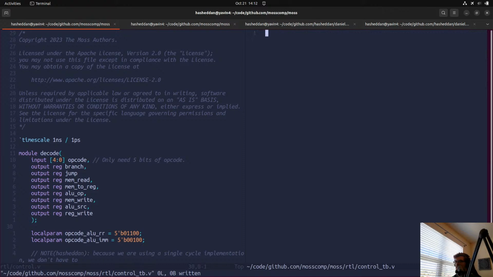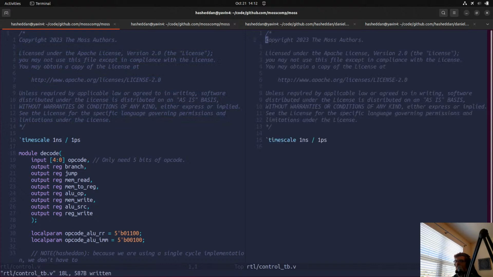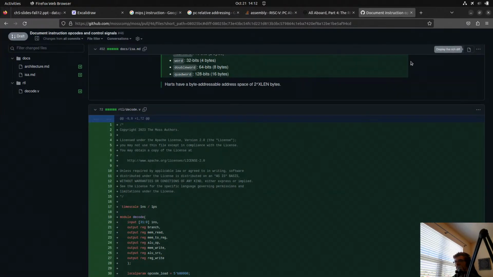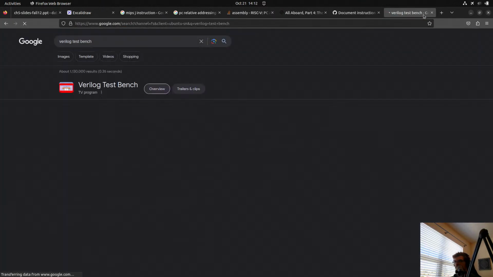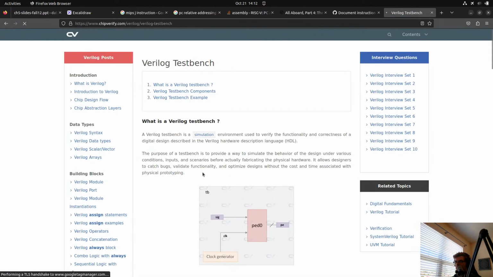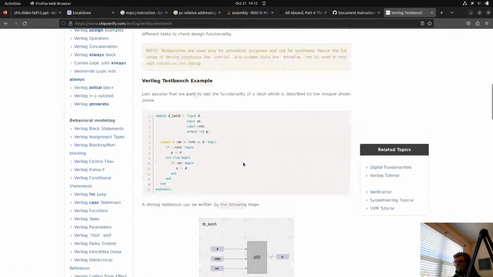Control test bench. So the background information here is I've been using Verilator, but that is not easy to use with Vivado. And I also just honestly don't have a lot of experience with Verilog test benches, so I just wanted to get into doing that.